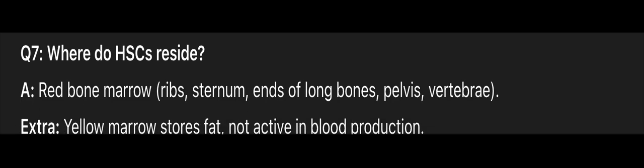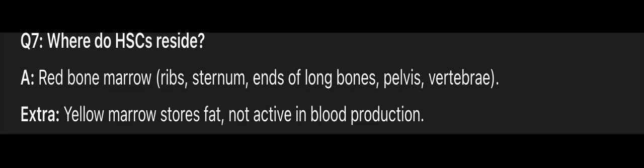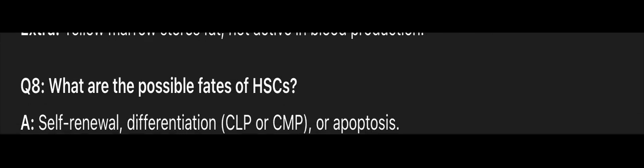Where do hematopoietic stem cells reside? They are in the red bone marrow of the long and irregular bones, so ribs, sternum, ends of long bones, pelvis, vertebrae. Bonus, yellow marrow stores fat, and it's not active in blood production inside the bones.